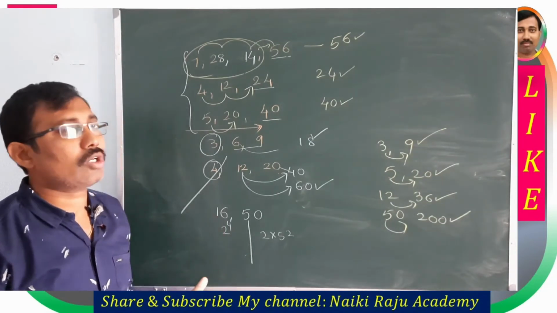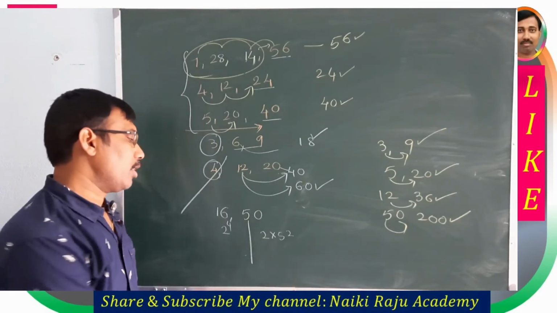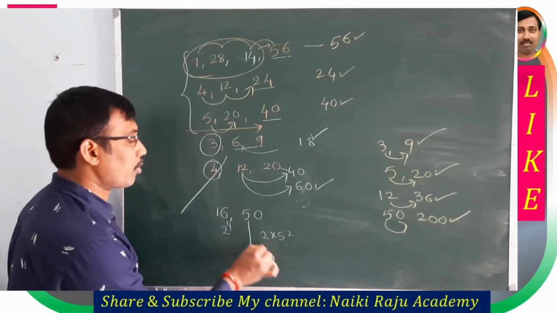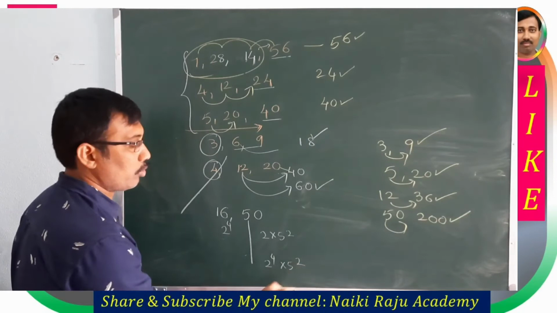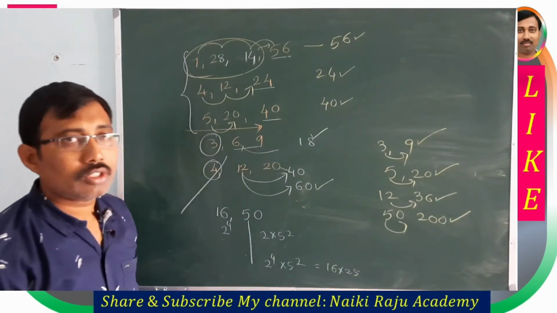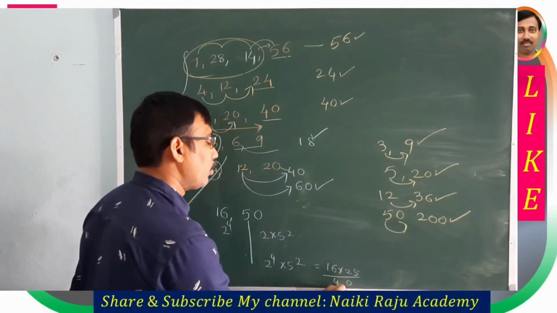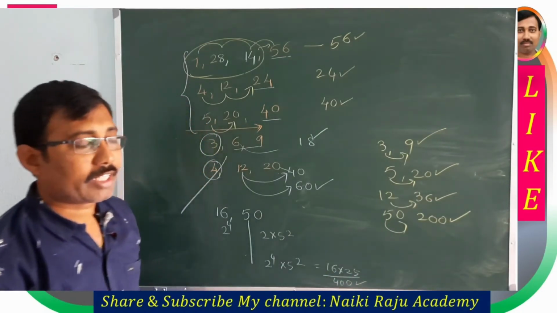So 16 is equal to 2 power 4, and 50 is equal to 2 into 5 square. The LCM is equal to the highest powers: 2 power 4 and 5 power 2. So 16 into 25. 16 times 5 is 80, 16 times 2 is 32, total 400. Okay, this is the prime factorization method.